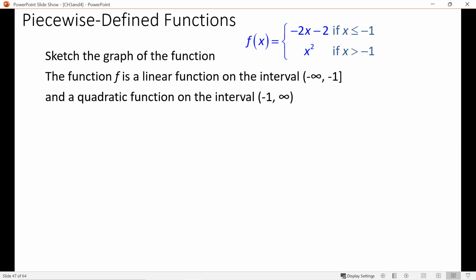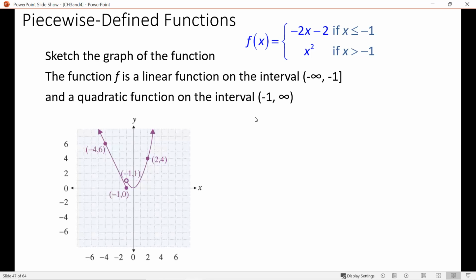So notice that when x is between -infinity and -1, including -1, we have that linear function. So we want to just graph that linear function, but only for x's up to -1. And then we're going to be quadratic from -1 to infinity, but we don't actually want to include the exact point at x is -1.